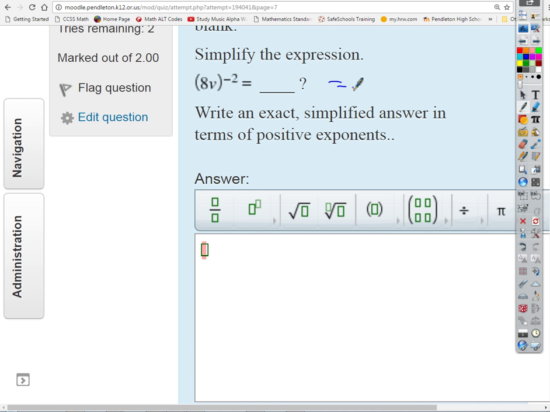If I've got something, just call it hand, to the negative 2, what do I do if I have a negative exponent on the top? Move it to the bottom and make it positive, right? So I could rewrite this as 1 over whatever I was taking to the negative 2. That's the whole thing, right? That's 8v squared. And now I can distribute, right? And get 64v squared. Are we done?